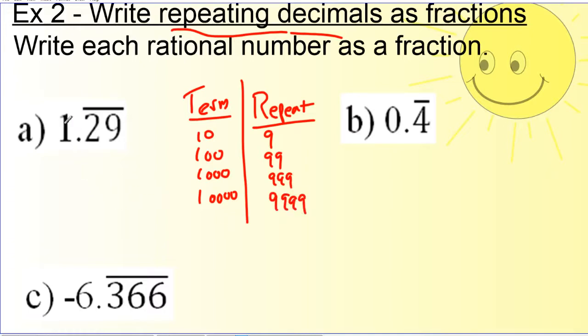It's the same process. So we have a whole number of 1. I use whole number 1. The part that's being repeated is 29, so I throw a 29 up top. Now, which of these sets of 9s do you think goes down in the denominator? Well, use the same trick as before. There's 2 numbers up top, so we're going to use the one with 2 9s.